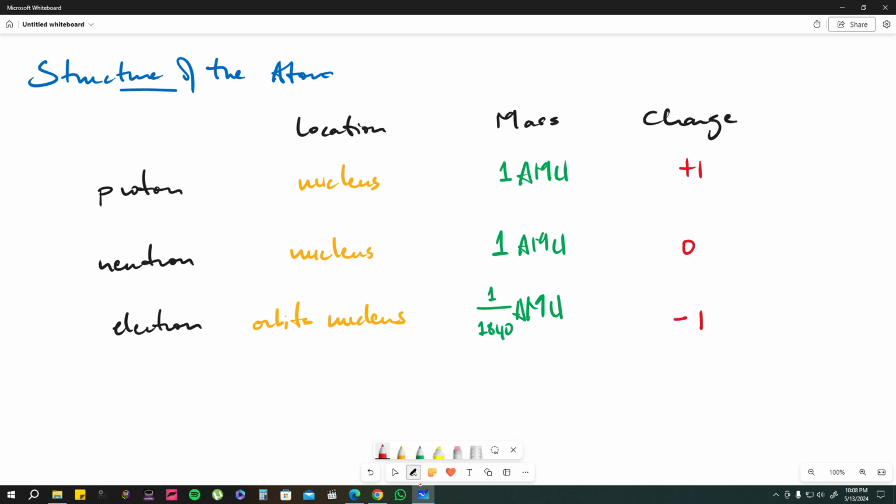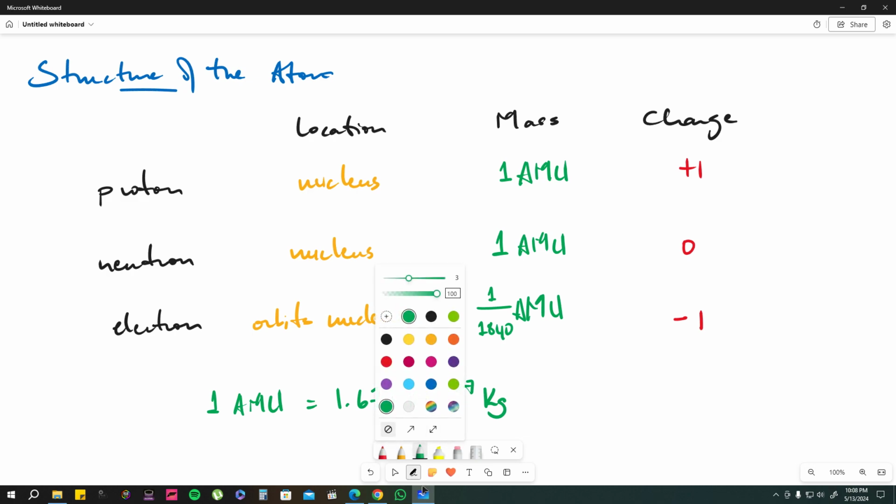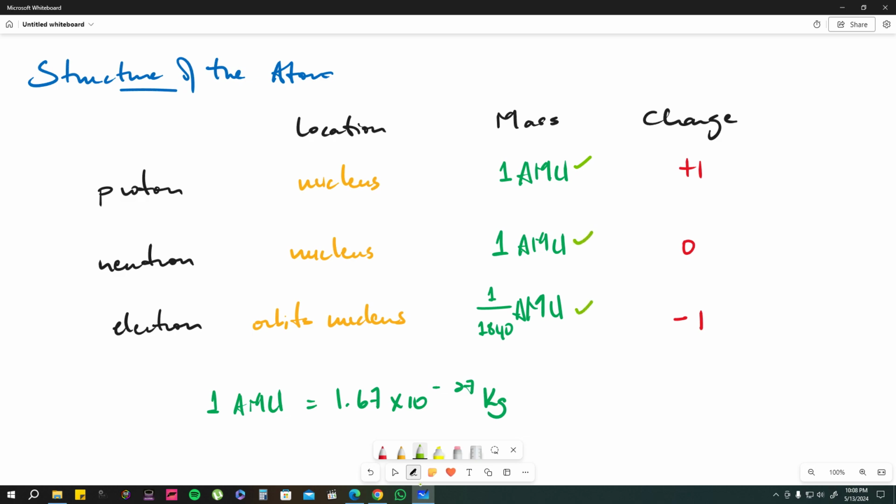Now, I should elaborate on the AMU. 1 AMU is equal to 1.67 by 10 to the -27 kilograms. Yes, that's why they just decided to call it an AMU instead of having to rewrite that all of the time. And also they found that the masses were fairly consistent in that these two had the same mass, and this when the electron had a fraction of the mass of the other two.